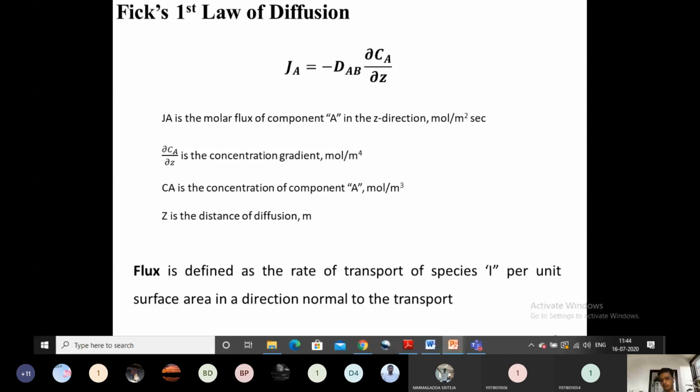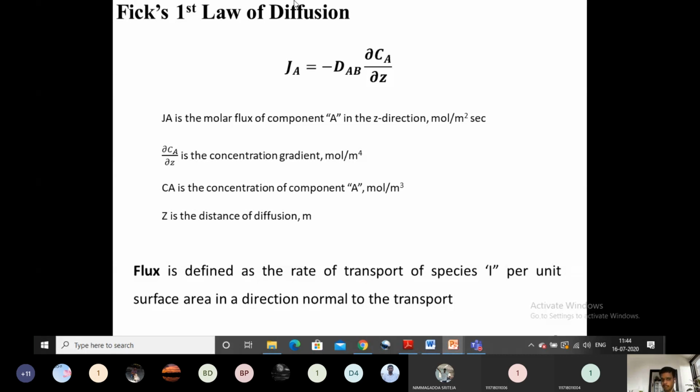coordinate we choose. The flux is directly proportional to the temperature gradient, where the proportionality constant is nothing but the thermal conductivity, k. Similarly, Fick's law of diffusion is the governing equation for mass transfer. Fick's law of diffusion is nothing but flux is directly proportional to the concentration gradient, whereas in heat transfer flux is proportional to the temperature gradient.